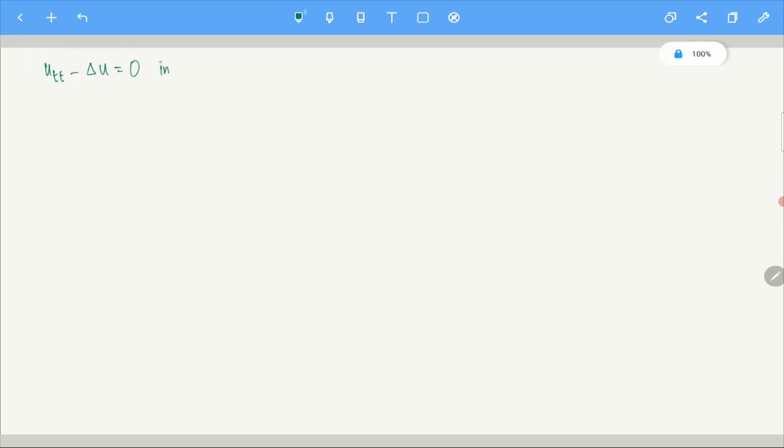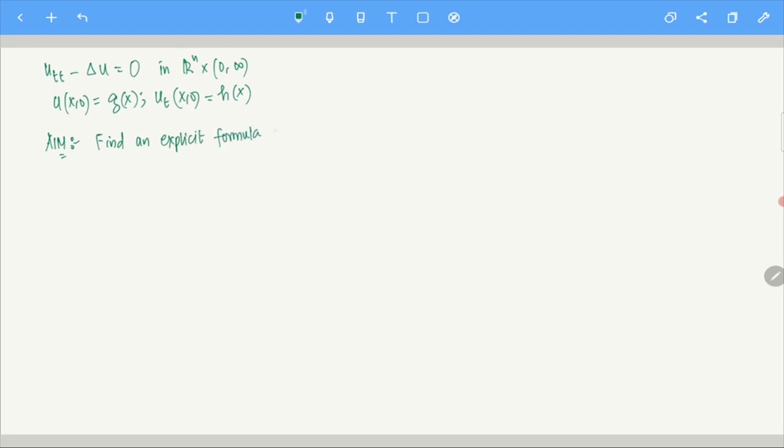So here this is the problem we are interested in. This is in R^n cross (0, infinity), and we are just assuming that u at the point (x, 0) is, let's say, g of x, and u_t at the point (x, 0) is, let's say, h of x. Clear? So basically at time t equals 0, we are assuming that u is g and u with respect to t is h. Now what is our aim? Our aim is to find an explicit formula for u in terms of g and h, right?